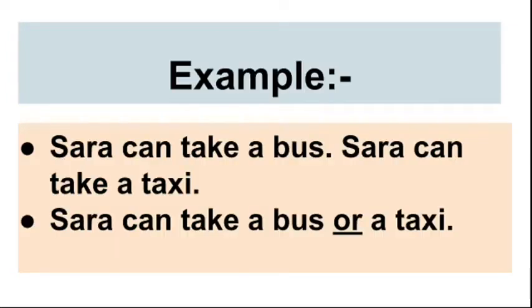Example: Sarah can take a bus, Sarah can take a taxi. So Sarah is having two choices here. So we can say in one sentence, Sarah can take a bus or a taxi.